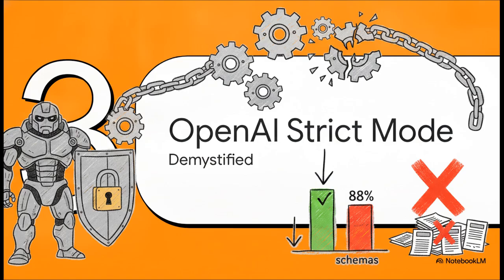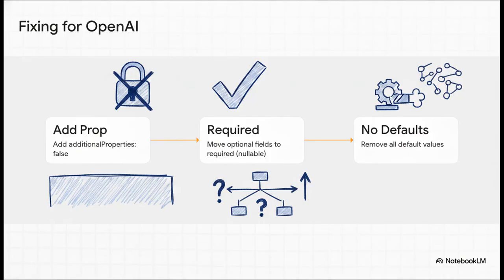Let's move on to Section 3, OpenAI's strict mode demystified. OpenAI has the firmest and most heavily documented constraint surface out there, which is exactly why it rejects 88% of standard schemas. So the crucial point is how you mechanically fix a standard schema to satisfy this strict structured outputs mode. It actually requires 3 specific steps. First, every single object must explicitly set additional properties to false. Second, every property must be listed in the required array.